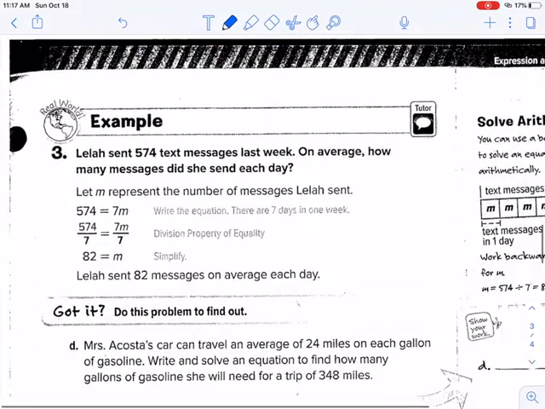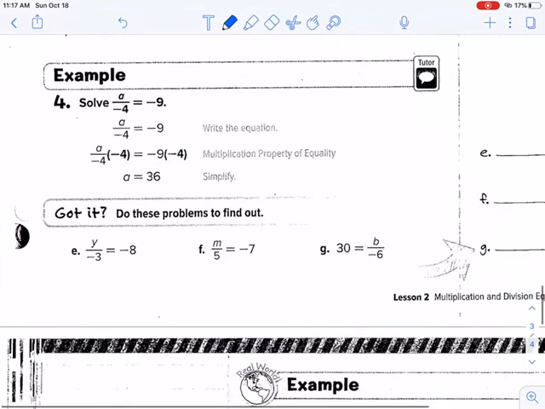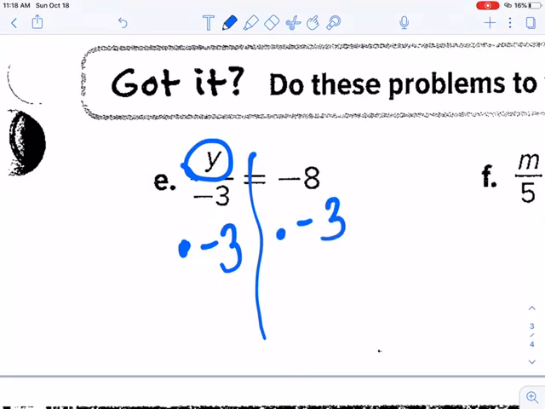All right, on the next page then, we have multiplication property of equality. Again, multiply something on one side, you must do it on the other side to keep your equation balanced. So let's look at letter E on the bottom. This is y divided by -3 equals -8. We want to solve for y. So the inverse of dividing by -3 is to multiply by -3 on both sides. Now, just like in the other problems this lesson, when you multiply and divide by the same number, it cancels out to 1. And that just gives you 1y or y.